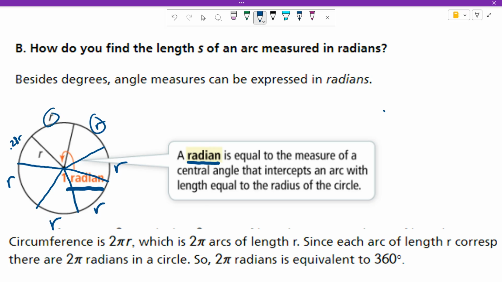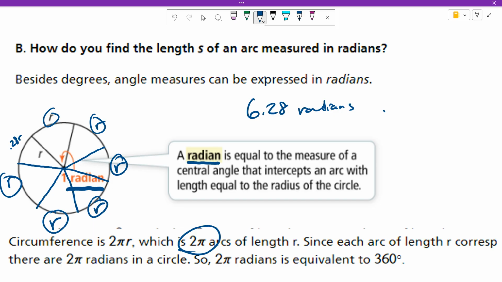I have 1, 2, 3, 4, 5, 6.28 radians that make up a circle. On your calculator, take 2 times pi and see what you get. 6.28. Okay. There are 2 pi radians in a circle.